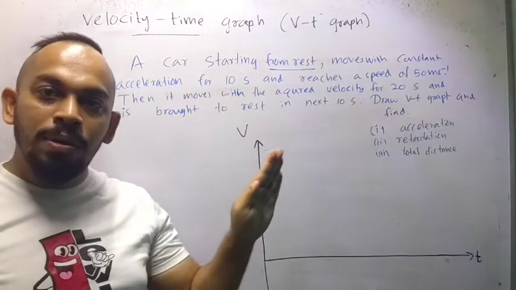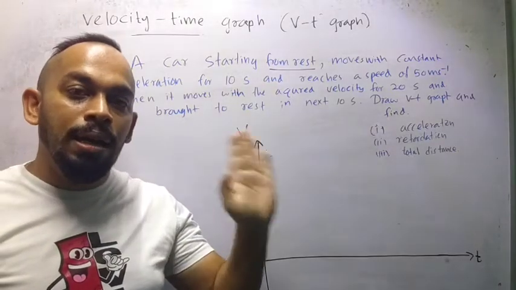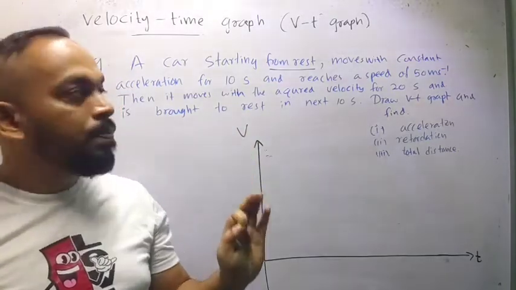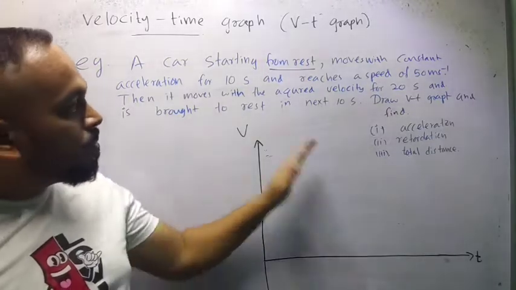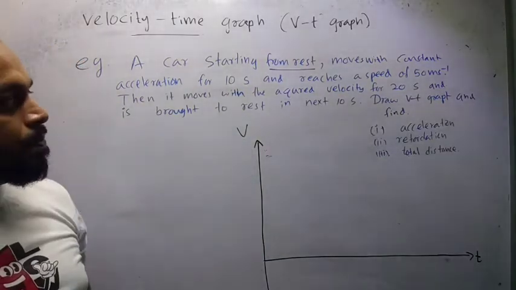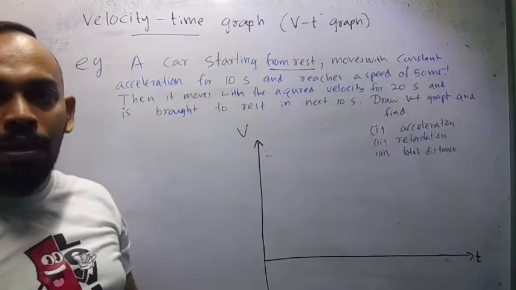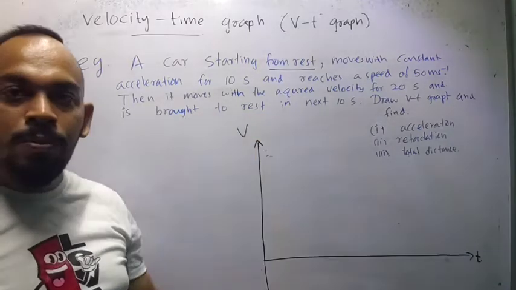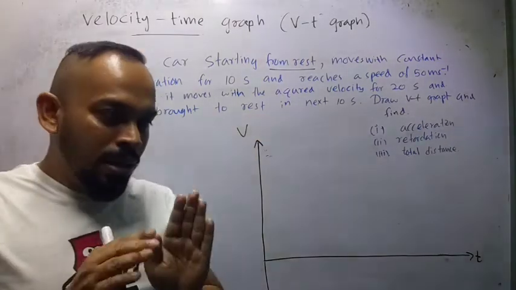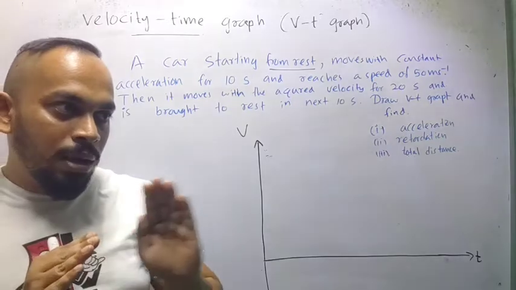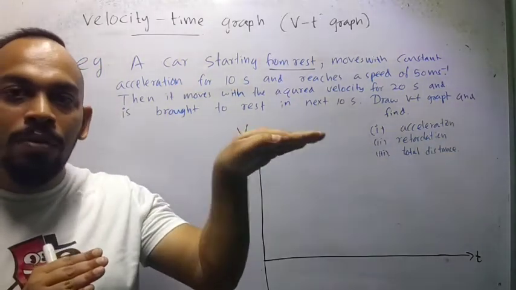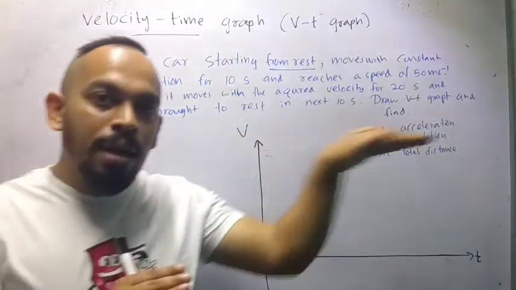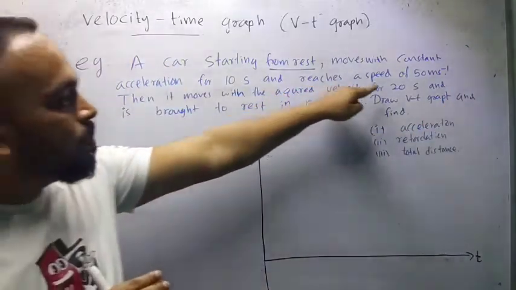It doesn't say anything about the acceleration. You may have to find the acceleration. It only says it moves with constant acceleration for 10 seconds and reaches a speed of 50 meters per second. A normal car accelerates like this, for example on a highway, accelerating to 100 miles per hour or 100 kilometers per hour and then keeping that speed.